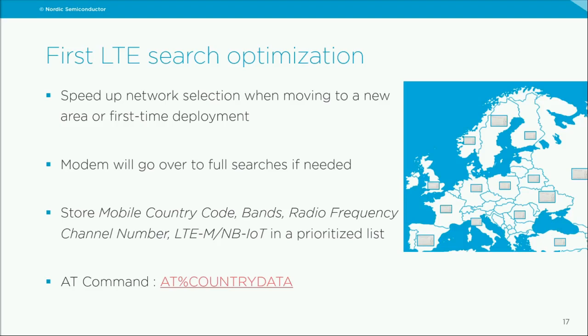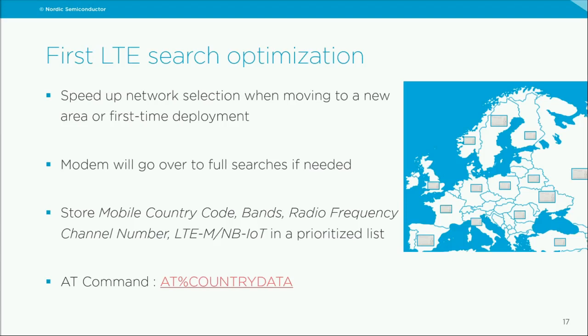Over to the first feature that I want to highlight. It's this first LTE search optimization. So this is typically something that you could use when you're launching your device out in the field and you want to speed up the network selection. So either when you're the first time deploying or moving to a new area where the device has been shut off for a while. And this is something that the modem will go through.